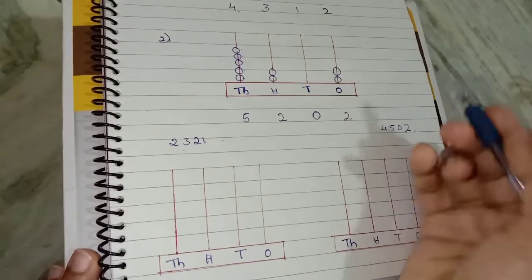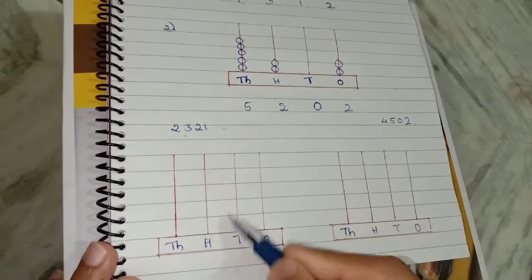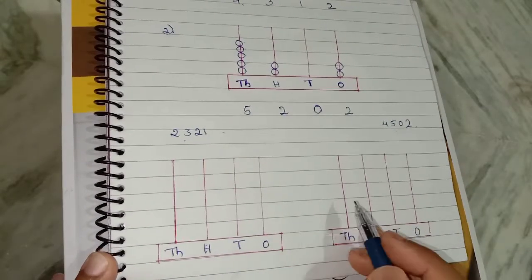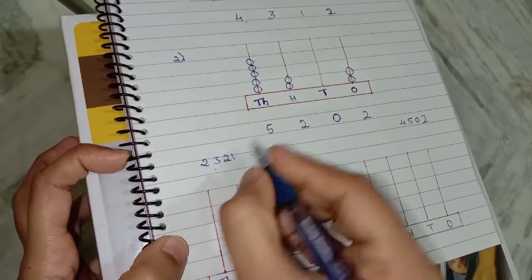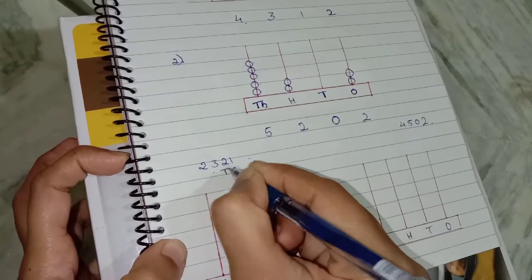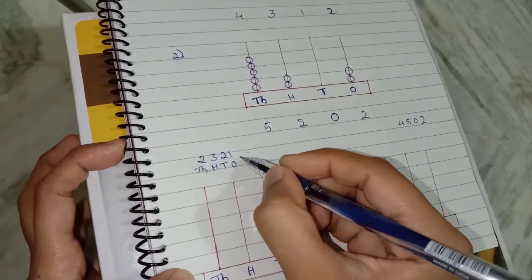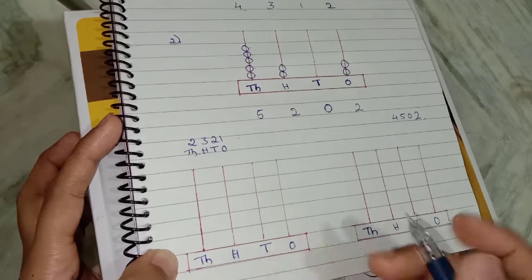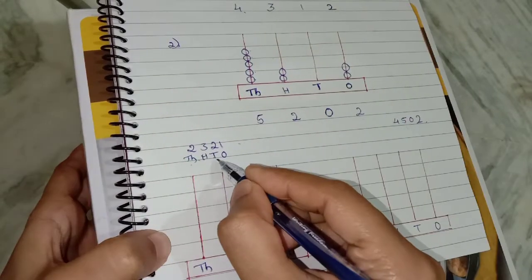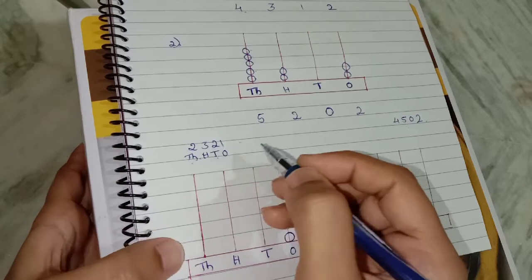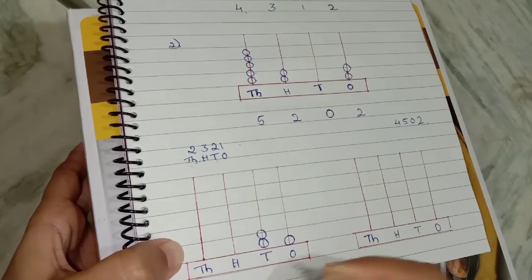Someone may ask you to represent these 4-digit numbers on abacus. It's very easy. Here we know that this is ones place, tens, hundreds and thousands. So in ones place we have 1 digit, so we have to draw 1 bead here. Similarly, in tens place we have 2 as the digit, so I am going to draw 2 beads in tens place.